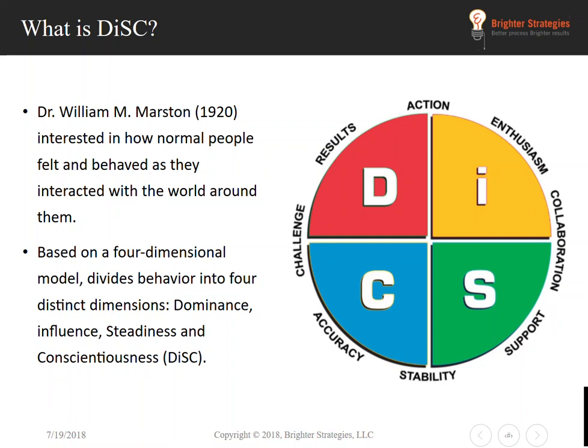S, steadiness, looks at consistency. So how do we respond to the pace of our environment? Some of us are more fast-paced oriented. Some of us enjoy a more leisurely pace to our environment. And so it looks at how we respond to different environments within our world. And then the C, conscientiousness, really looks at constraints. So how do we respond to rules and procedures that are set by others?